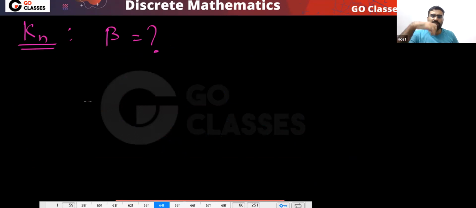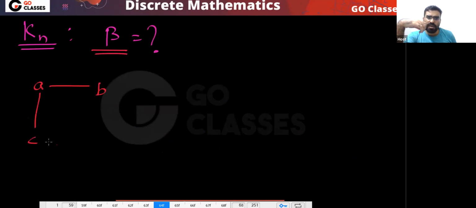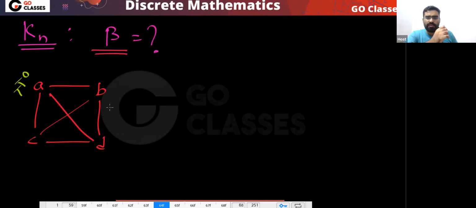For the complete graph, what will be the size of the vertex cover? You have a complete graph. Is one vertex enough to cover all the edges? If I put one security guard here, can I cover all the edges? No, I cannot cover this edge, because this is a complete graph. Between every pair of vertices, there is an edge.